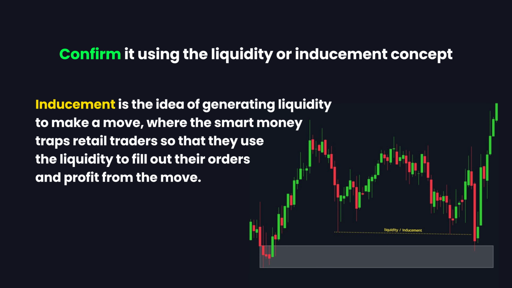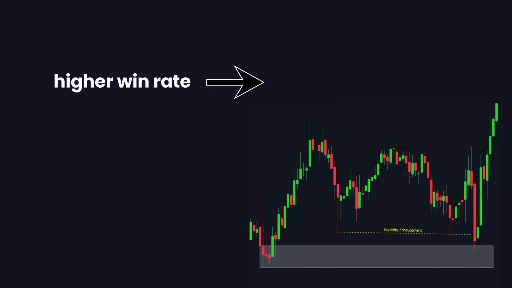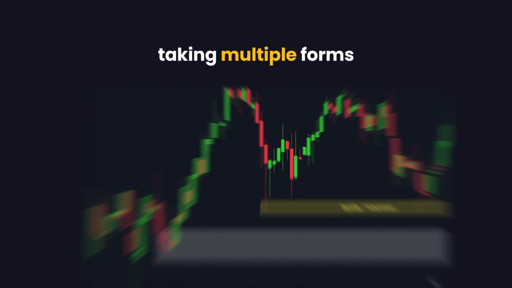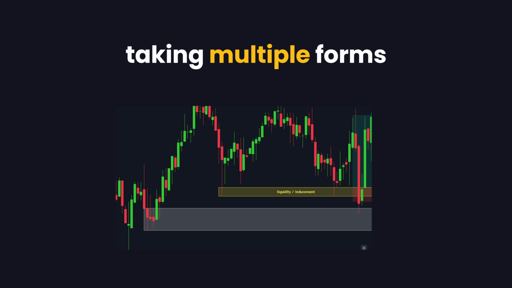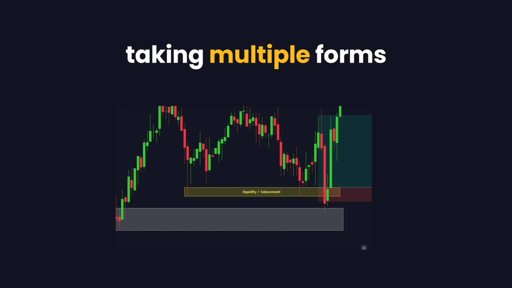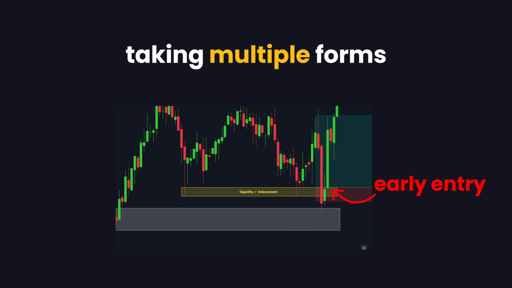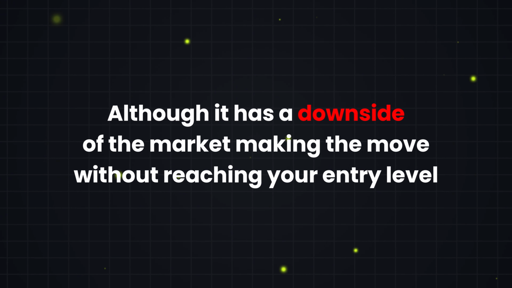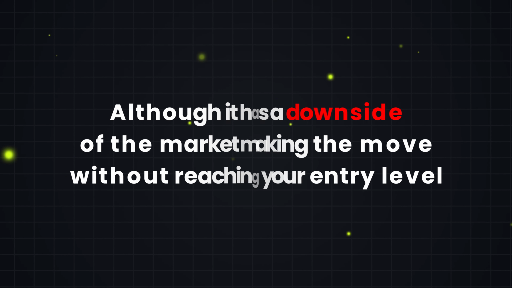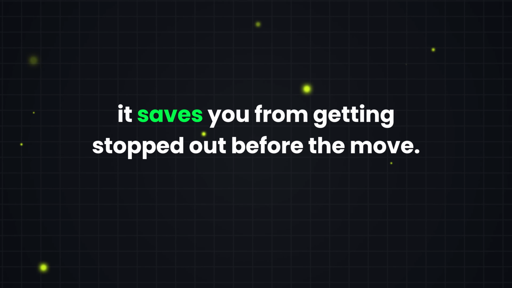Inducement is the idea of generating liquidity to make a move, where the smart money traps retail traders so that they use the liquidity to fill out their orders and profit from the move. So in order to have a higher win rate, we need to use the inducement in our favor. It can be in the form of a support or resistance level before our wanted order block, tricking traders into an early entry only to find out that the market moves after it stops out those early entries. Although it has a downside of the market making the move without reaching your entry level, it saves you from getting stopped out before the move.